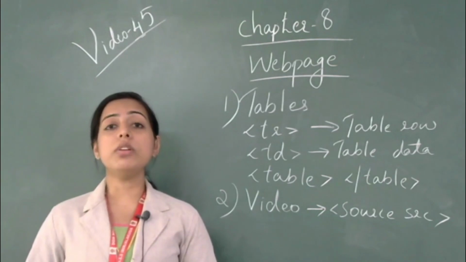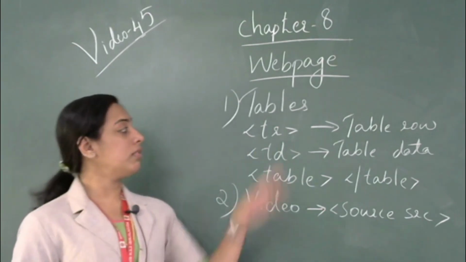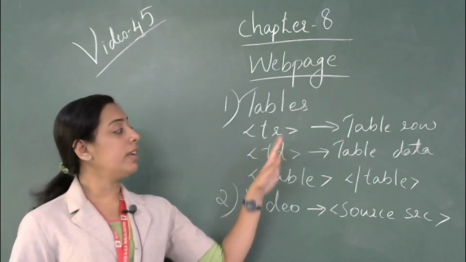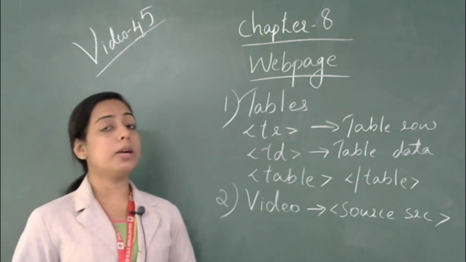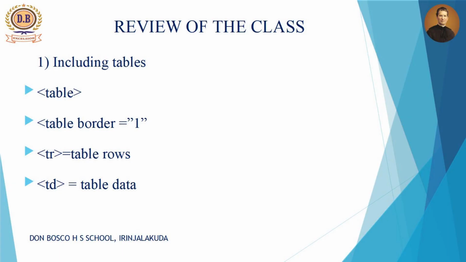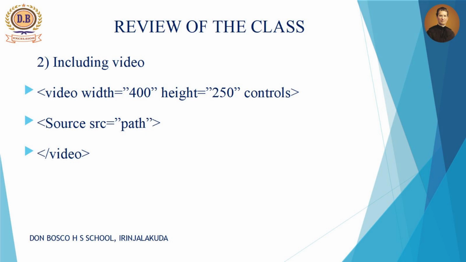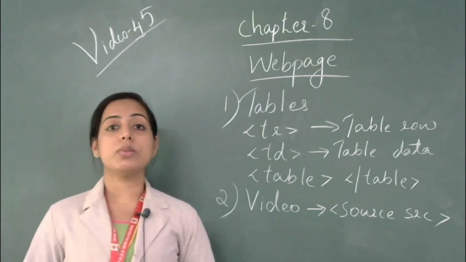So I hope you all have understood the topics that we have discussed today. One is inserting a table. The three main tags used while inserting a table are tr, which means table row, and td, which means table data. We can include the data, and table is the main tag, with opening and closing tags. And also we have discussed how to insert a video, using the tag called source src. And also don't forget to specify video width, height, and at last type the word controls in order to make the play and pause button active. So these are today's class topics.